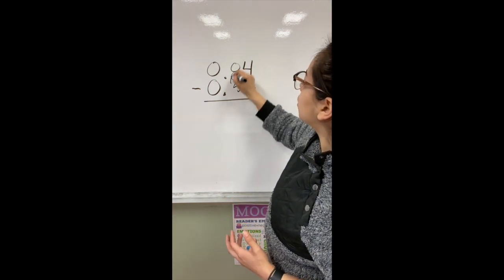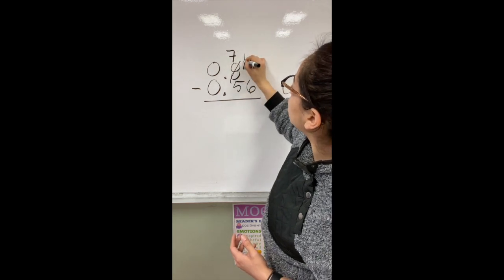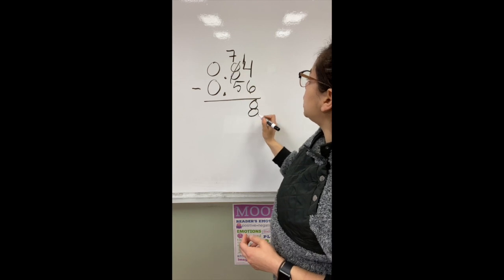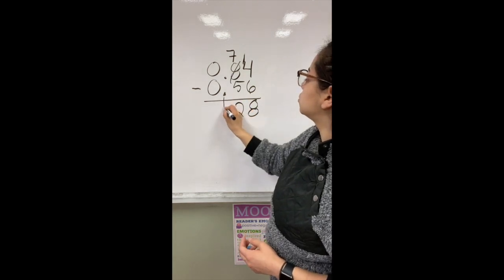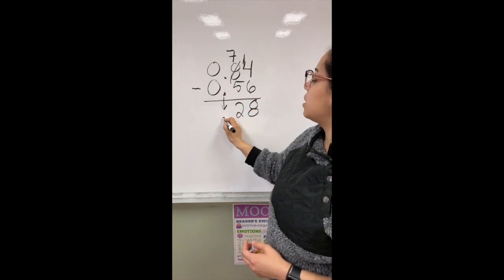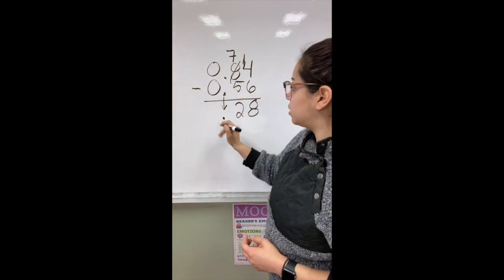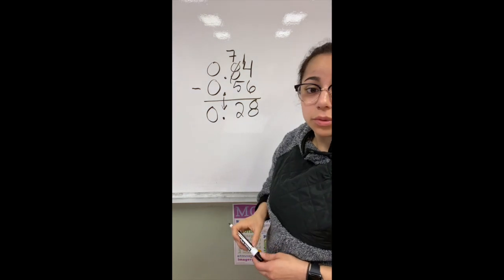Aquí no se puede, you can't, so you have to borrow. Tienen que agarrar de allí. Esto sería un 8, this is an 8, and this is a 2. Y luego, siempre enseño que deberían de solo bajar el decimal. I always teach them to just drop down the decimal, and then there you go, okay?